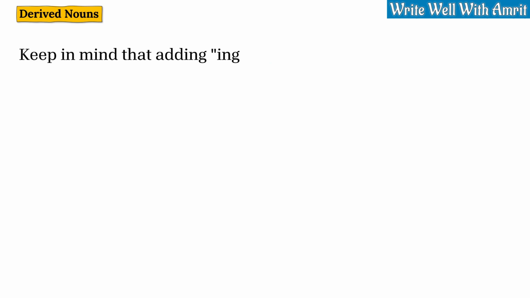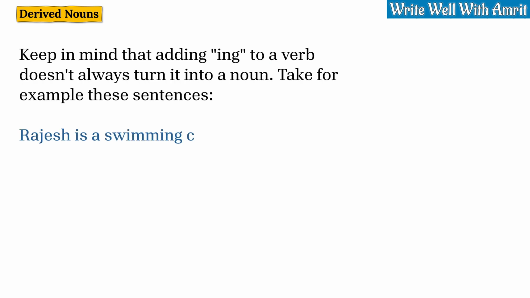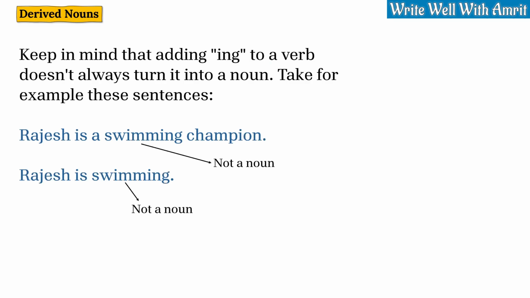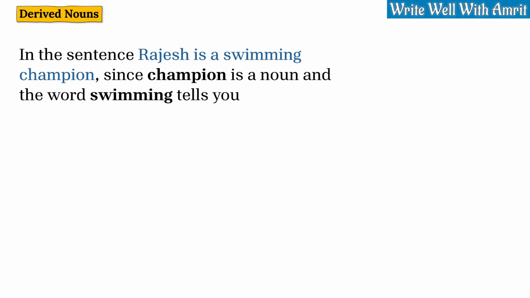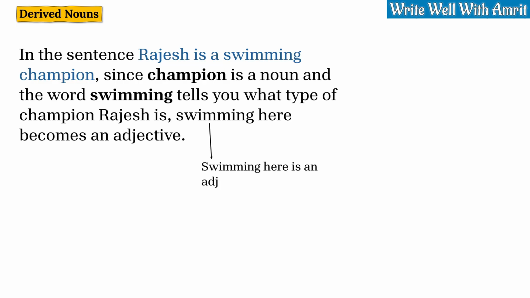Keep in mind that adding ing to a verb doesn't always turn it into a noun. Take for example these sentences. Rajesh is a swimming champion. Rajesh is swimming. In the sentence Rajesh is a swimming champion, since champion is a noun and the word swimming tells you what type of champion Rajesh is, swimming here becomes an adjective.